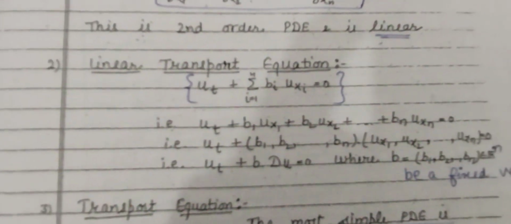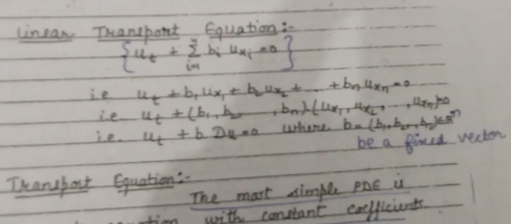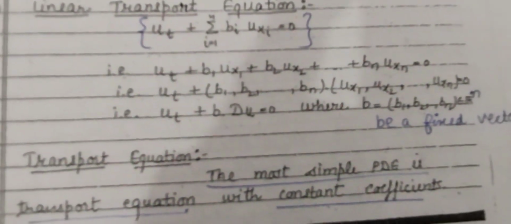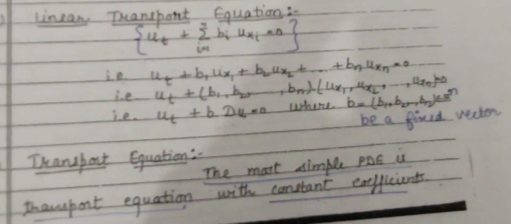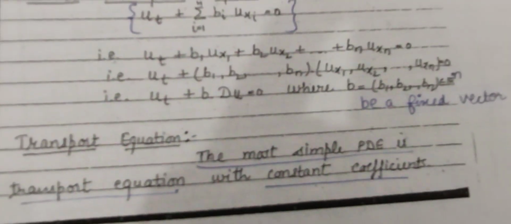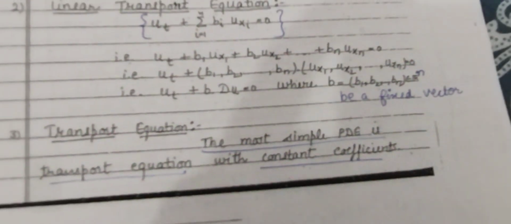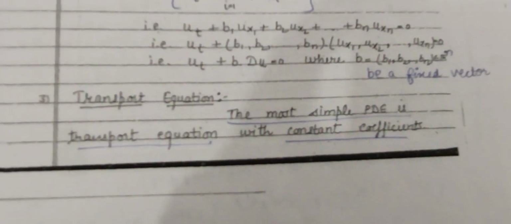is equal to 0, where u_t is as it is and b is a vector of n components b1, b2, up to bn, and u_xi is similarly u_x1, u_x2, up to u_xn, denoted by Du, is equal to 0, where b is a fixed vector belonging to Euclidean space R^n. Now the transport equation is the simple partial differential equation with constant coefficient.